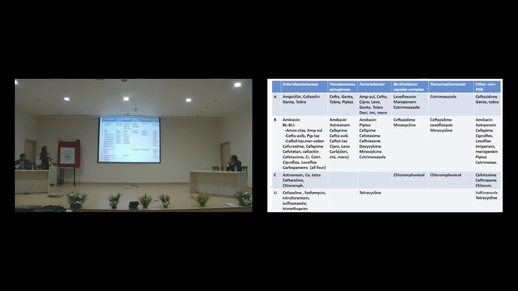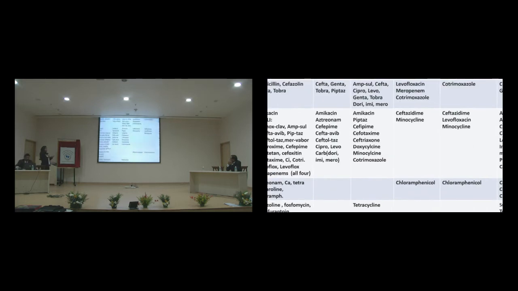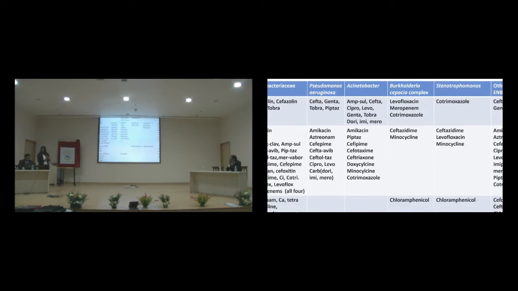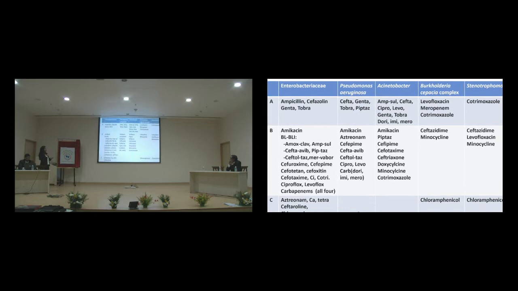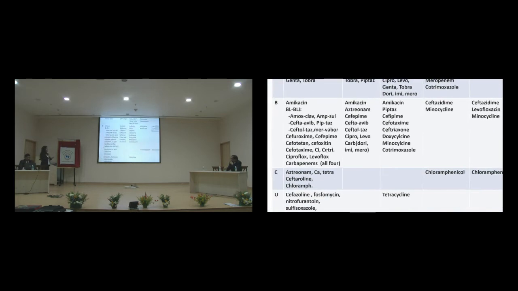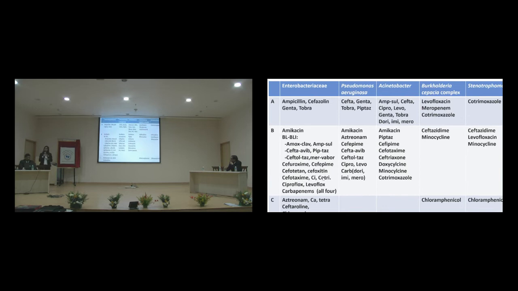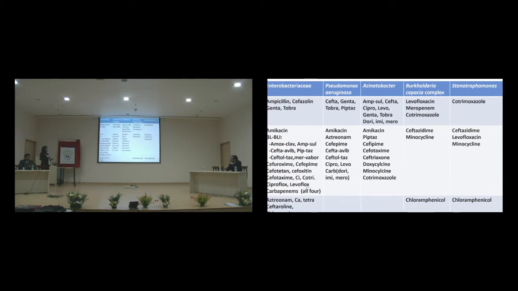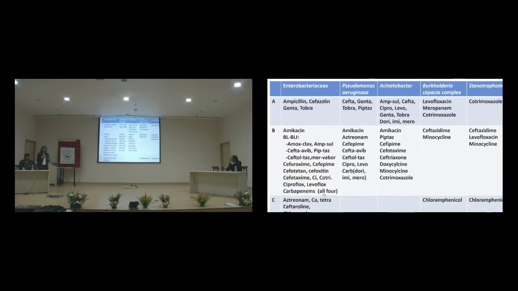This is how the CLSI chart looks. It is there for Enterobacteriaceae, Pseudomonas, Acinetobacter, Burkholderia, Stenotrophomonas. Likewise, for most of the organisms it is mentioned. It will mention group A, B, C and also group U antibiotics. But a similar replica need not be employed. It has to be designed based on the clinician's choice of use in patients.